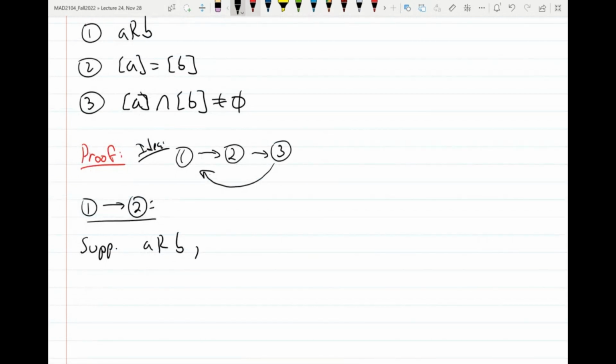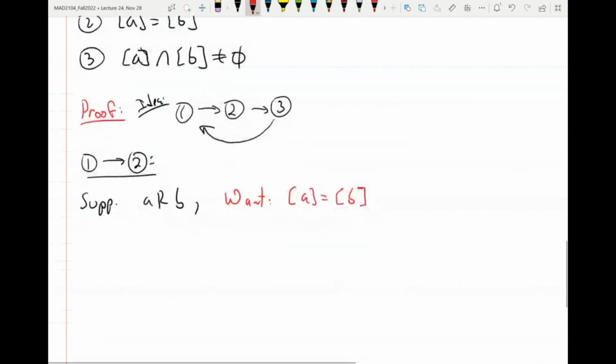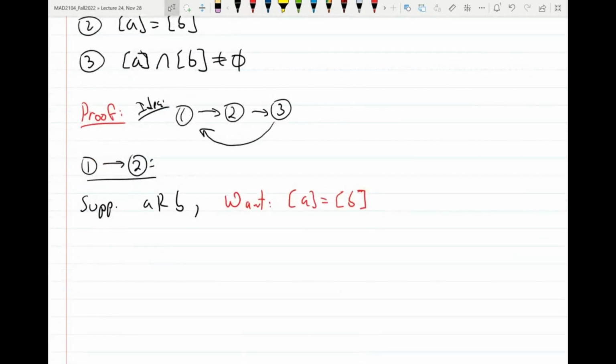Okay, now, so let me write down what we want. So I want to argue that class of A equals class of B. Remember, these are sets, so I need to show that the left side is a subset of the right side and vice versa. Yes? Okay, so how do you show that the class of A is a subset of class of B? So remember, this you prove in 2 steps. You need to prove this, and you also need to prove the other way around.